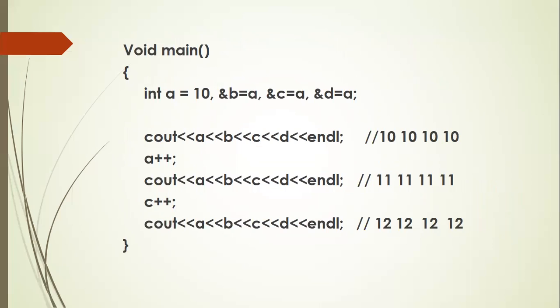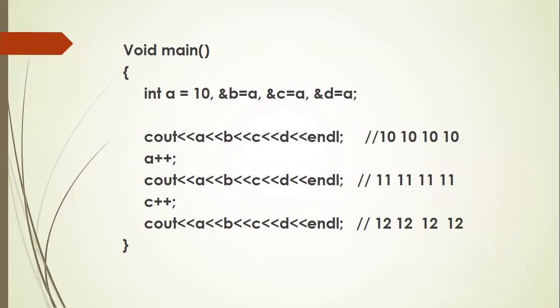Let us illustrate the usage of reference variable with a simple example program. Here, int A equal to 10 means we are declaring a variable called A with a value 10. Ampersand B equal to A means B is a reference for A, C is a reference for A, and D is also a reference for A. Now the variable A has three references B, C, D. The first line is cout of A, B, C, D. It displays the original value of A, and B, C, D must also be the same as A. The output will be 10, 10, 10, 10. Next, I am incrementing the original variable. A plus plus means A becomes 11.